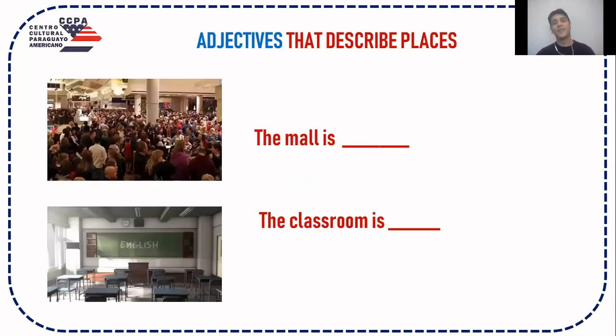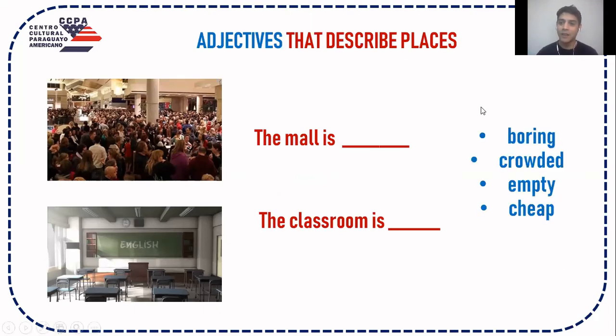Okay, so adjectives are used to describe the places. We have several adjectives here. We have boring, crowded, empty, and cheap. These are adjectives. Let's look at the pictures and try to describe them by using adjectives. So the mall, okay, look at the picture. A lot of people you see in the mall, right? So what could it be? Boring. The mall is boring.